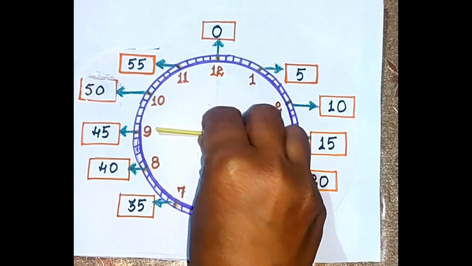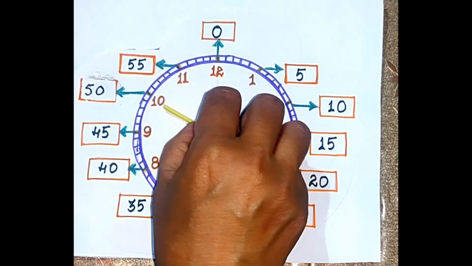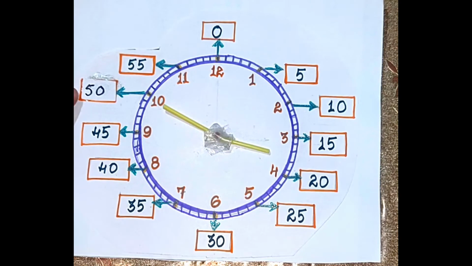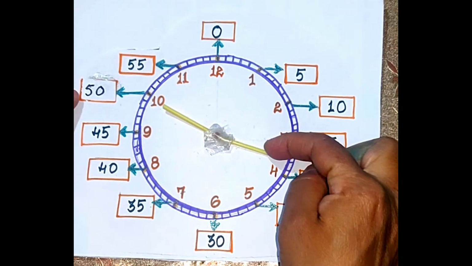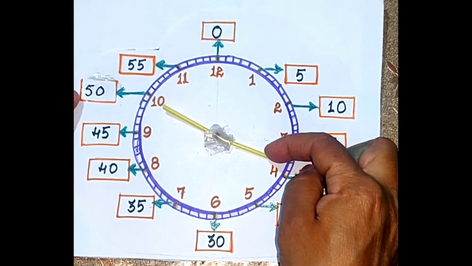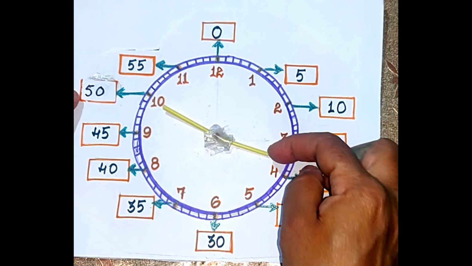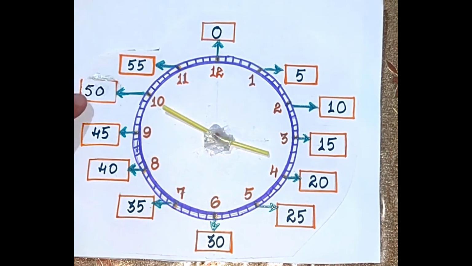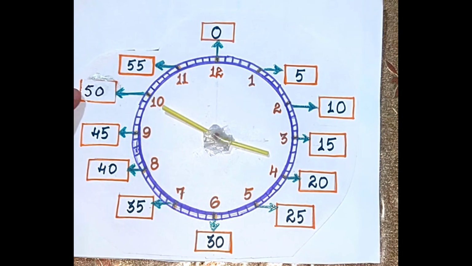Okay, now the minute hand is on 10. That is 15 minutes it has passed. And the hour hand also moves very, very slowly, just coming near to 4. Okay, so 15 minutes past 3.